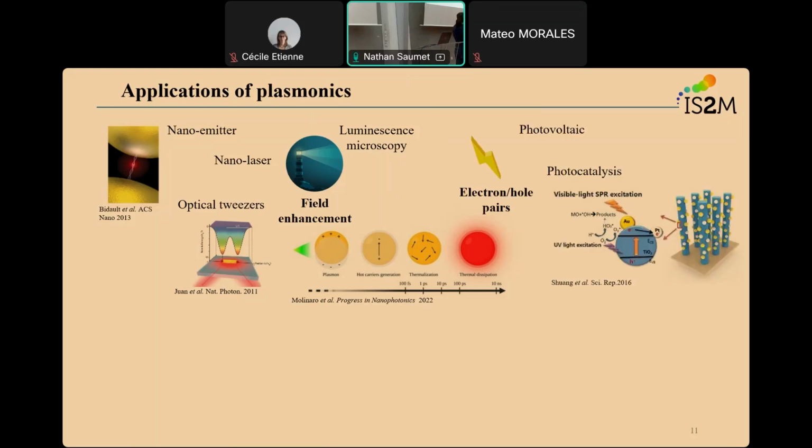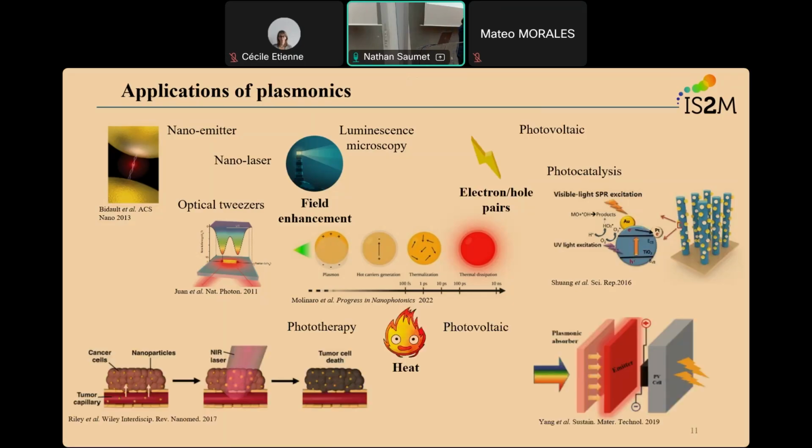We can use the electron-hole pairs in photovoltaics to enhance the yield of solar panels. Plasmonics has many applications in photocatalysis. And heat is the most famous application, which is phototherapy. Based on chemistry, we can put nanoparticles inside cancer cells and shine a laser on that. It will create hyperthermia locally, and the cancer cell can be killed then. Of course, it has other applications, for example, in photovoltaics.